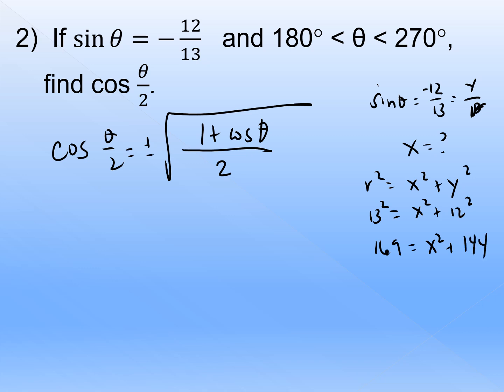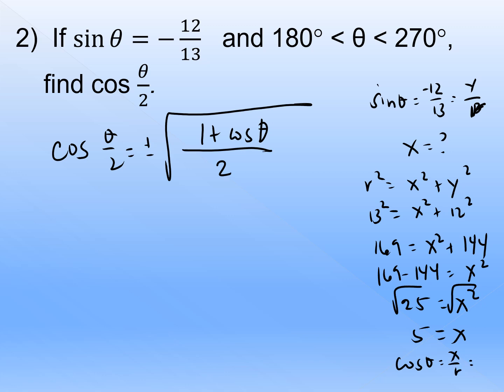So we're going to transpose 144 to the other side. It will be 169 minus 144 equals x squared. 169 minus 144 is equal to 25. So getting the square root of both sides, we can get x is equal to 5. So therefore, since cos theta is equal to x over r, by substitution property, x is equal to 5 and r is equal to 13.